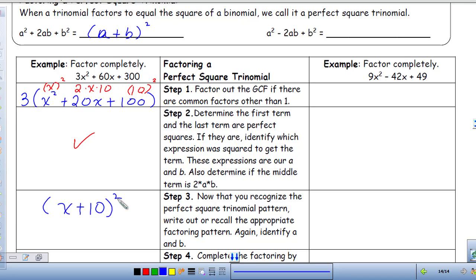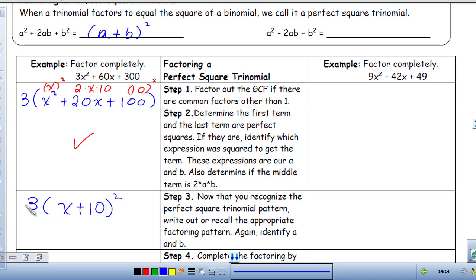I got so excited I forgot about him. He just comes on down. Please don't leave him off. The 3 is still there. We bring down whatever the greatest common factor is.